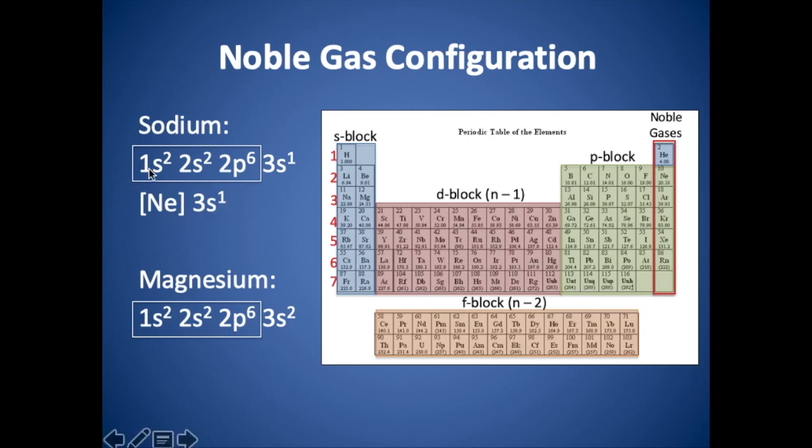So instead of writing the whole electron configuration, I'm going to write neon and then continue the electron configuration from that point, 3s1. For magnesium, I'm going to do the same thing. I'm going to take this repetitive part, replace it with the element neon, and then say, continuing from neon's electron configuration, 3s2. So this is just a shorthand way of writing noble gas configuration. Let me give you one more example.